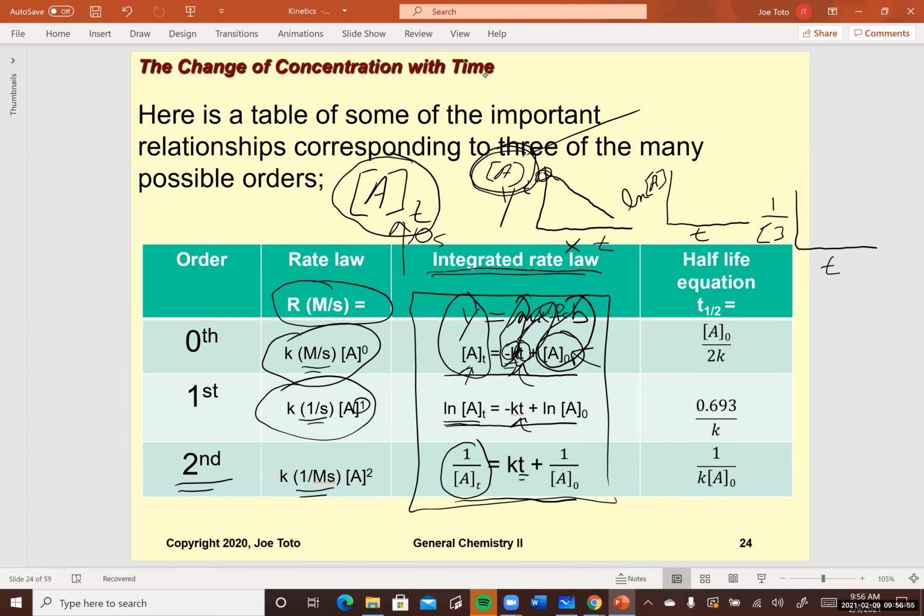But reactions, I'll just pick A going to B. So as soon as I write that down, I know the form of what that rate law is going to look like.